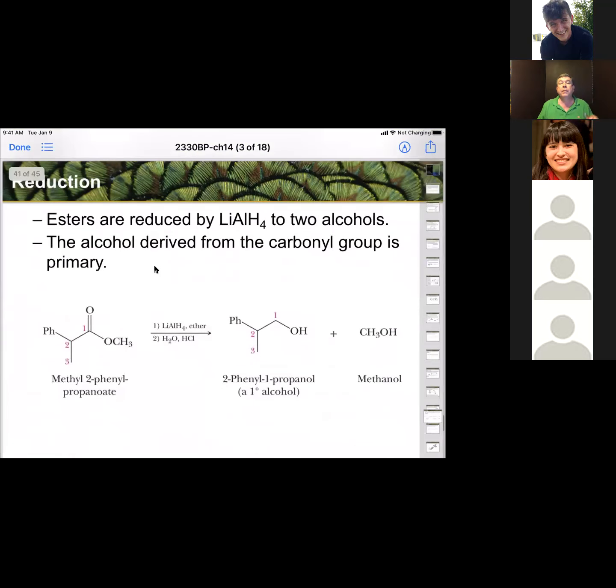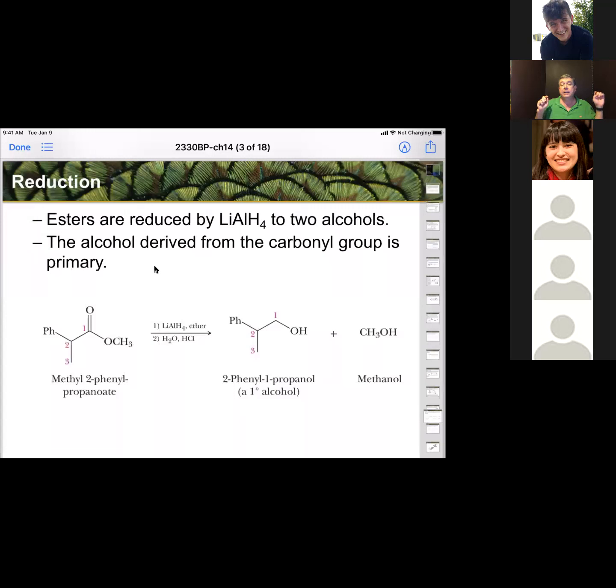Okay, so let's go back to a reduction, right? When we talked about reductions, we said that we could use sodium borohydride or lithium aluminum hydride to reduce certain things. And the sodium borohydride is less reactive and therefore only reduces aldehydes and ketones to their respective alcohols. For esters, because we have that extra oxygen, it's harder to react, and so we must use lithium aluminum hydride. Okay, regular sodium borohydride will not reduce the ester carbonyl.